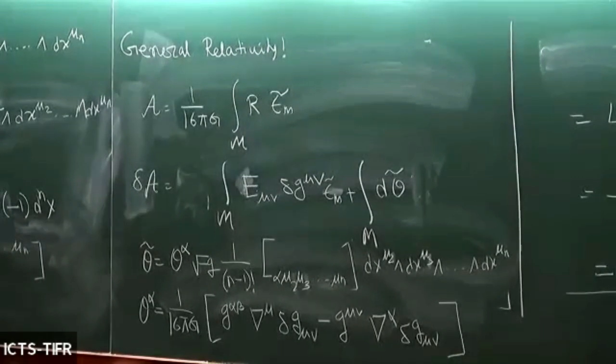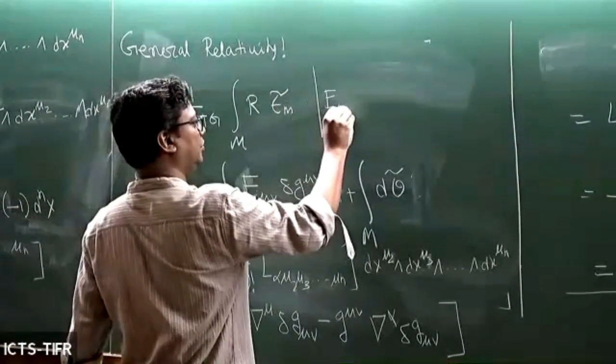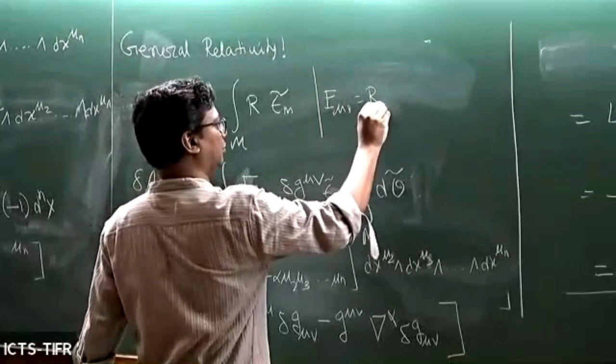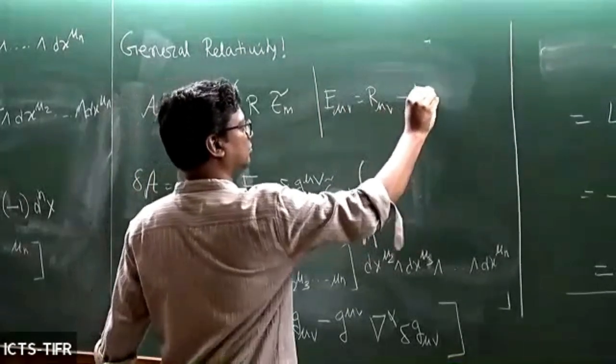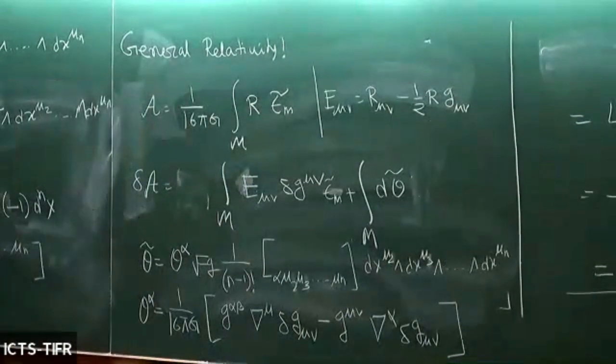Capital E is the Einstein tensor, but let me keep it capital E because in general, this is the equation of motion. For GR, it is nothing but E mu nu equals R mu nu minus half R g mu nu. I hope Einstein forgives me. Okay, calling it E mu nu. Clear? Good.